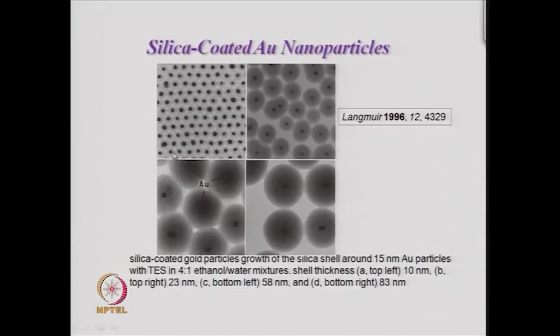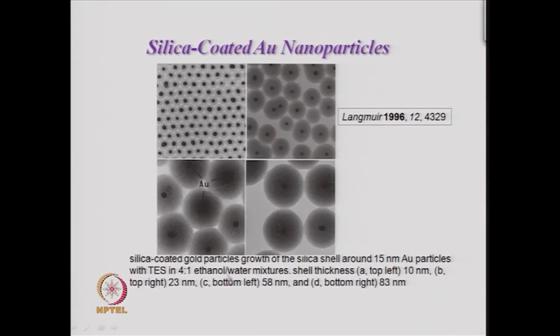Now, further to that, this is an example of silica coated gold nanoparticles. You have gold nanoparticles here, and these gold nanoparticles have been covered with silica. So, that is what I was telling: if you consider this particle inside and this particle inside, they may have important interactions, but those can be controlled by varying the shell thickness of silica on the gold particles.